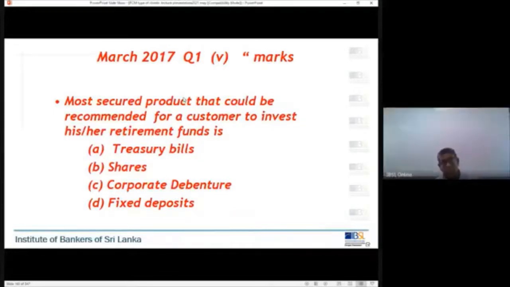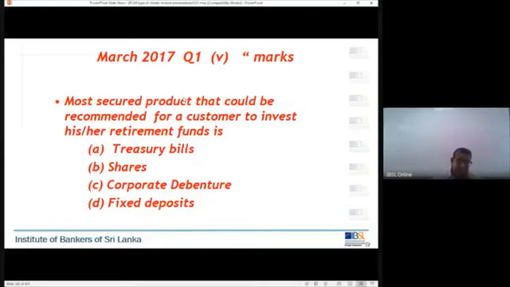Right. Now, corporate debentures are also a risky thing, even though you get a high return. That is why we learn all these things: what is shares, what is corporate bond, what is treasury bill, what is fixed deposit. Now, some students answered fixed deposits. Some said they heard treasury bills.